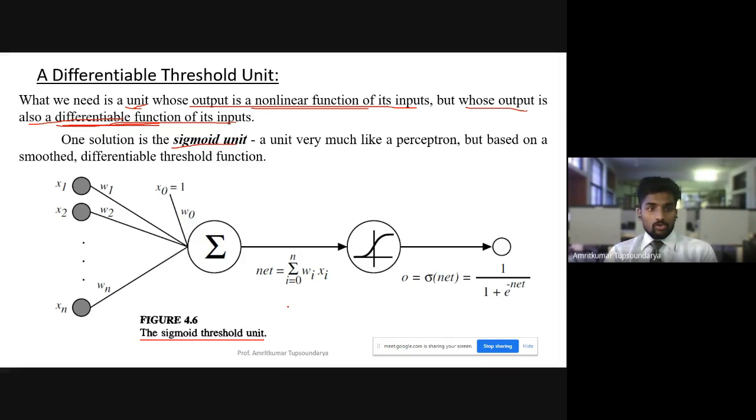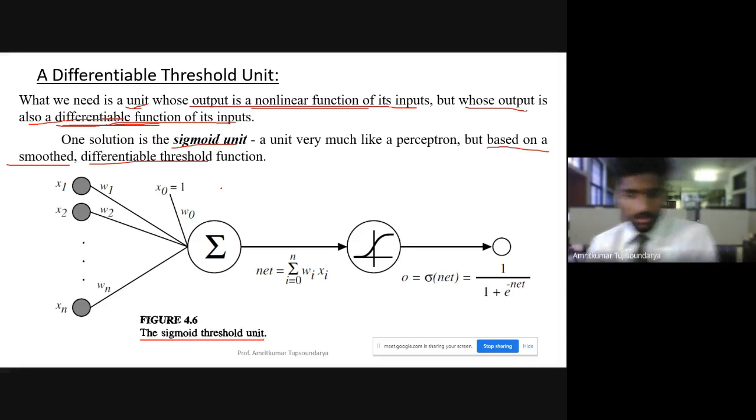But it is based on a smooth differentiable threshold. Unlike the perceptron, in the perceptron we have a discontinuous threshold. The threshold is not continuous. Sometimes we have a higher threshold, sometimes a lower threshold. It cannot be clearly differentiated. But here, in the sigmoid, we have very smooth and differentiable thresholds, we can say on a fixed interval. That makes our task easier.